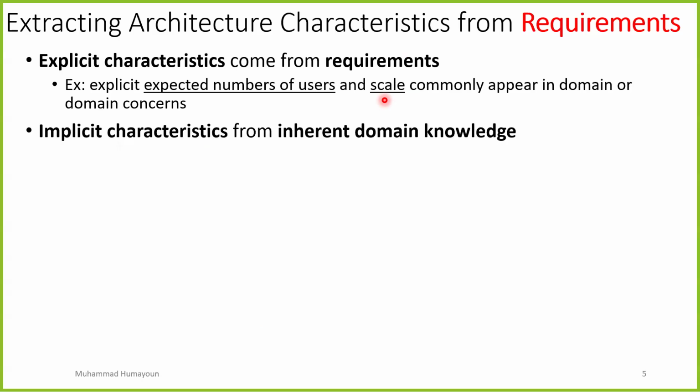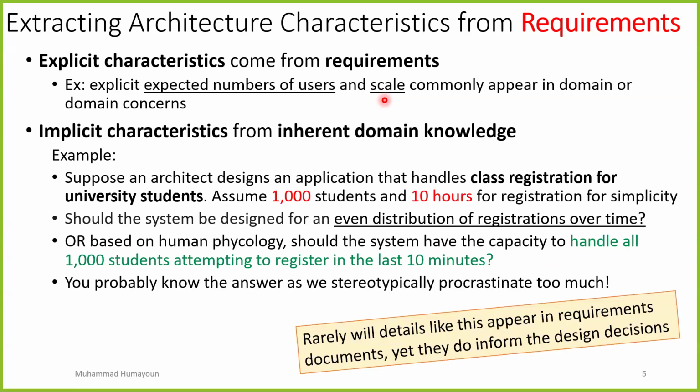There can be some implicit characteristics coming from inherent domain knowledge. So it's not written in the requirement, but through your knowledge of the domain, like the banking sector, like a stock market, like an auction system, like an e-commerce application, that can help you to think about some implicit characteristics also.